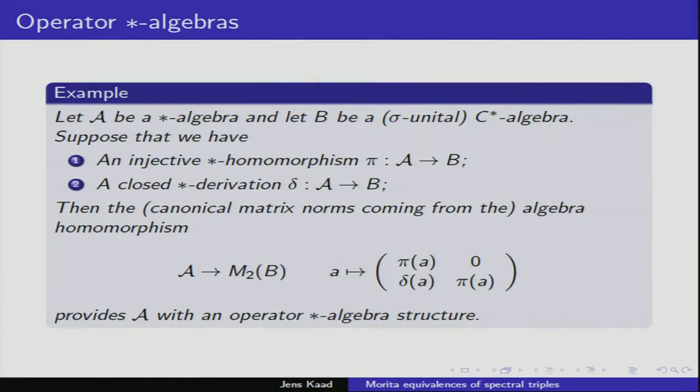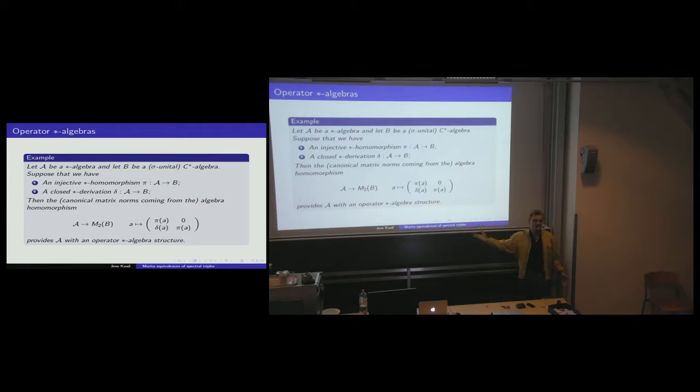And then you have a derivation, some closed star derivation. And this usually comes from taking commutators with an unbounded self-adjoint operator, which lives on your Hilbert space. Associated to this data, you can construct an algebra homomorphism from A into the 2x2 matrices with entries in B. And it's just going to send A to this lower triangular matrix with pi of A on the diagonal, and then the derivation applied to A in the lower left corner. And this is really an algebra homomorphism.